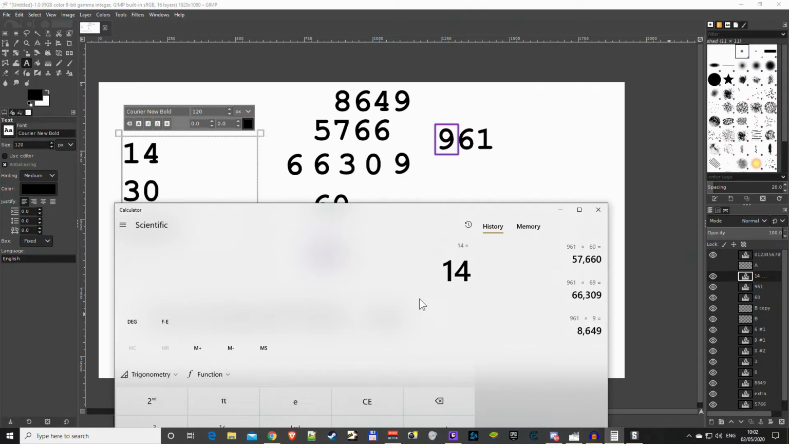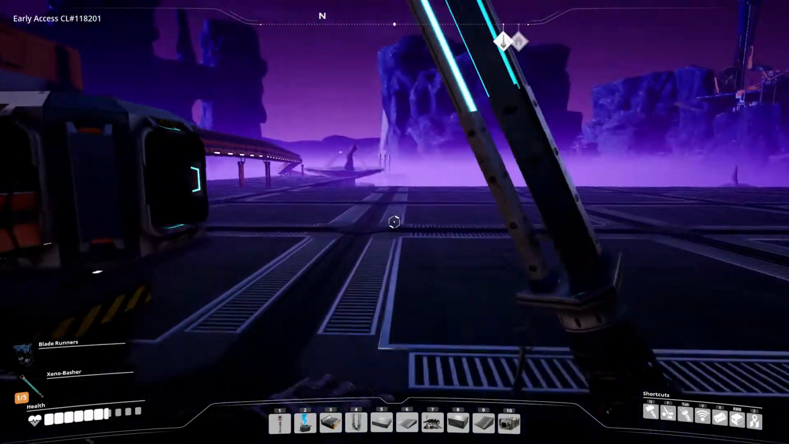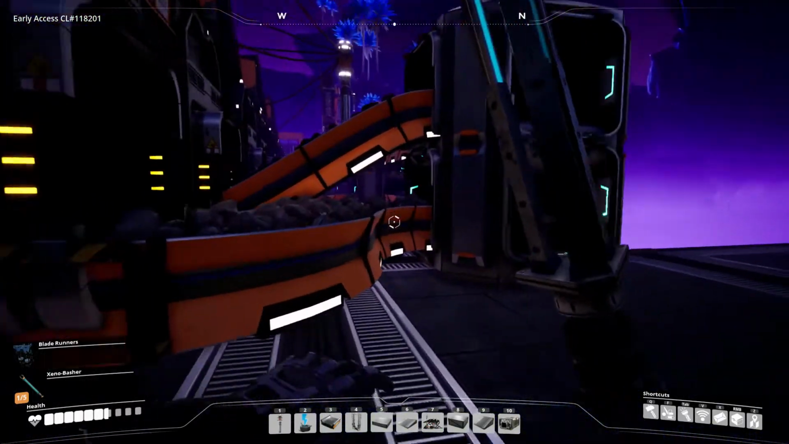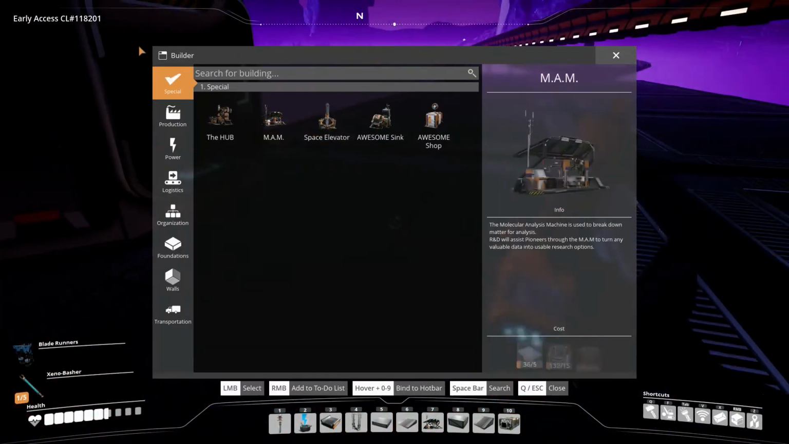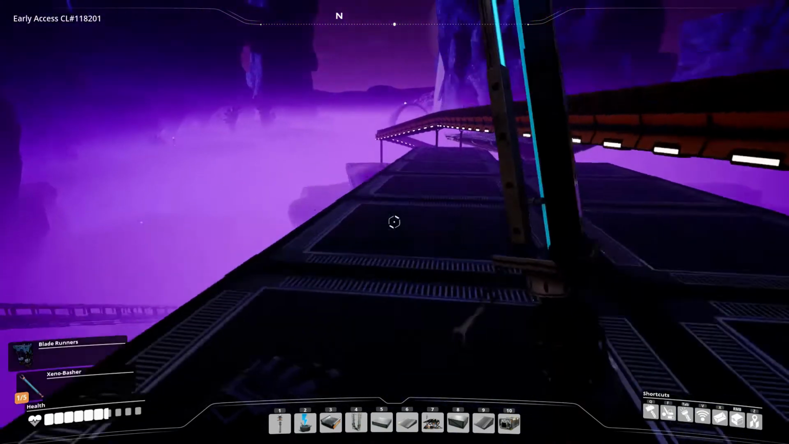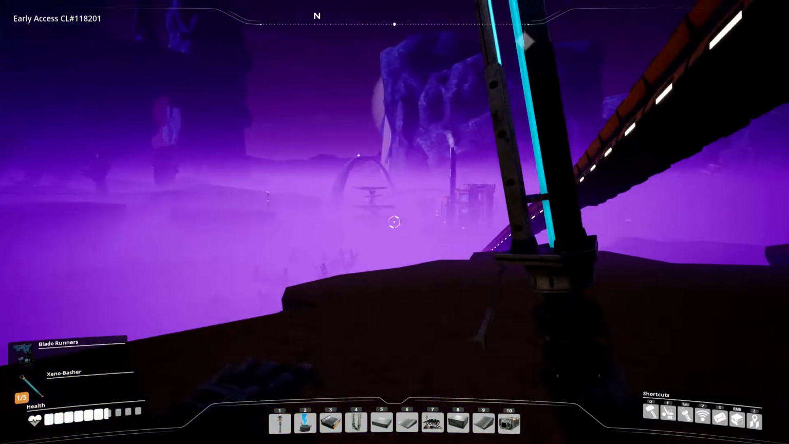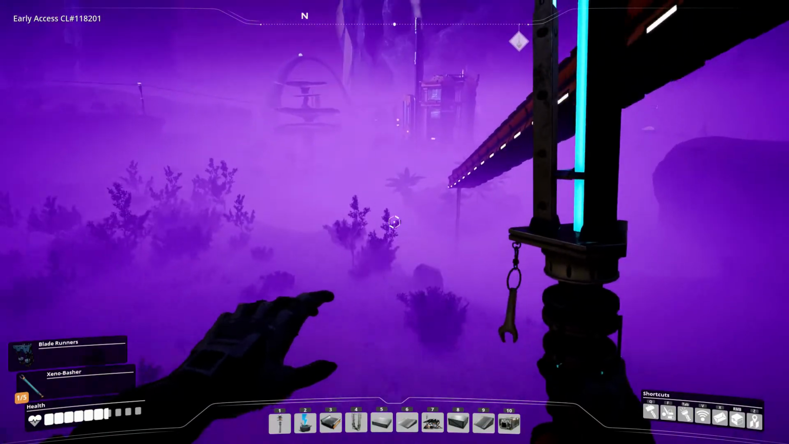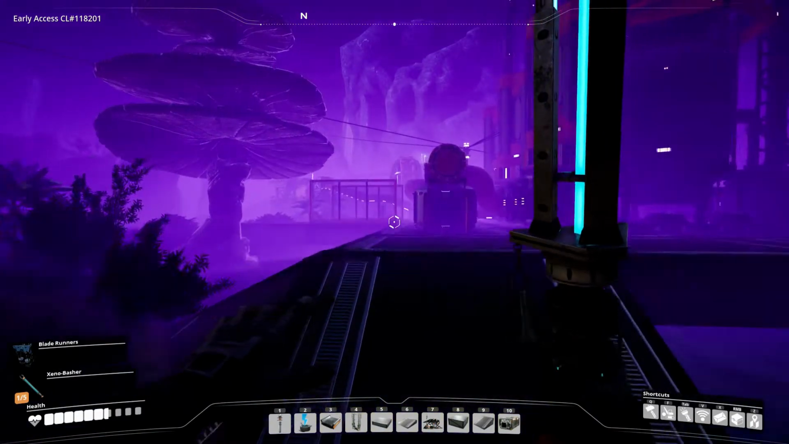14 buildings times it eats 30. It eats 420 steel ingots, but the Mark IV belt, as you can see, can move 480 resources, so we're keeping inside that limit. And let's see, was it 400 here? I can't really remember.